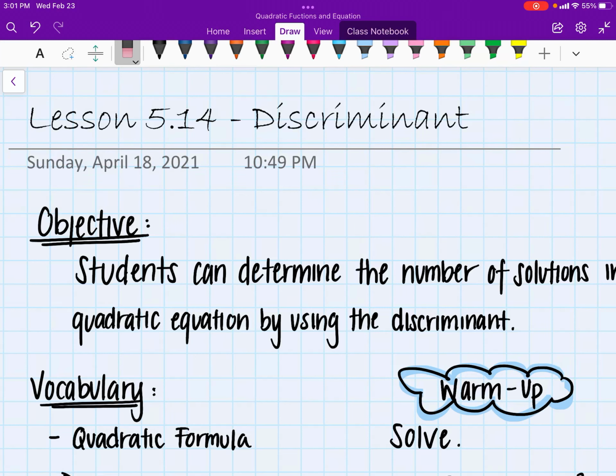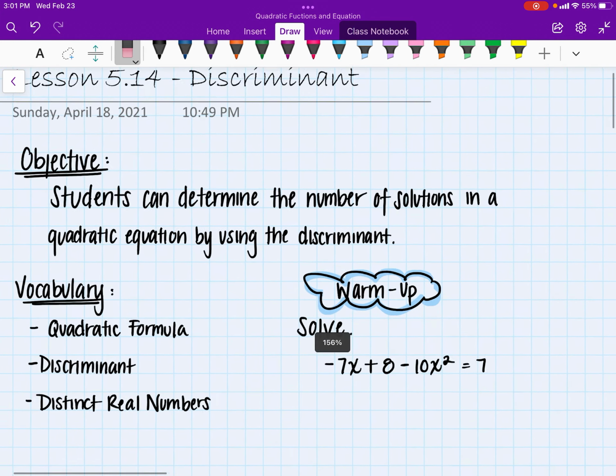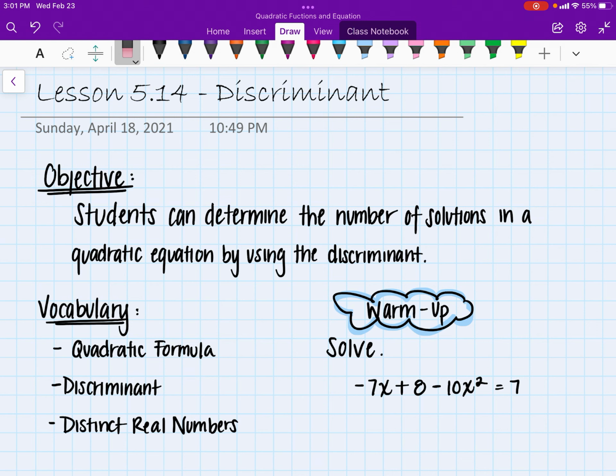All right, you guys, so we're doing lesson 5.14. In this case, it talks about the discriminant. So a few things about the discriminant in this case, guys. The discriminant is actually the expression or value we use to determine the number of solutions an equation has.